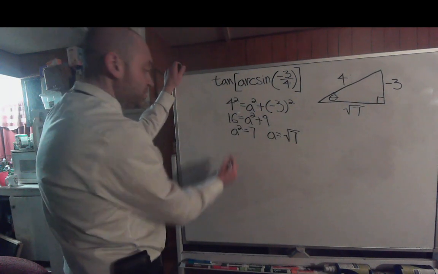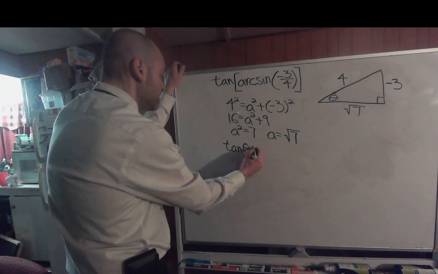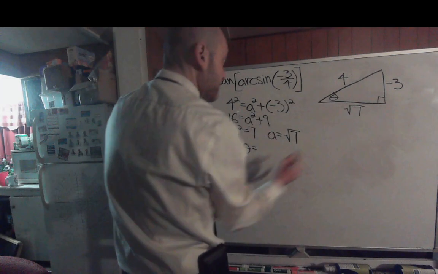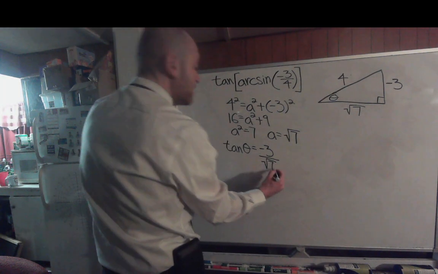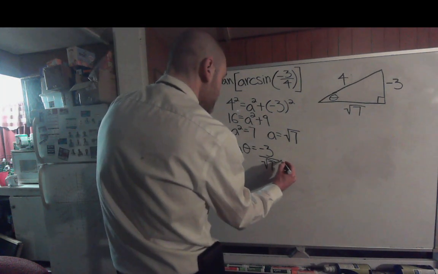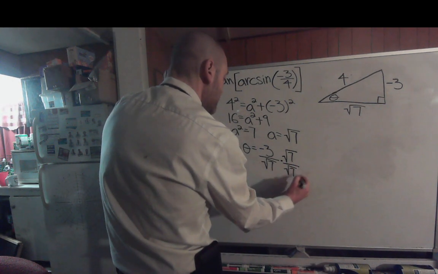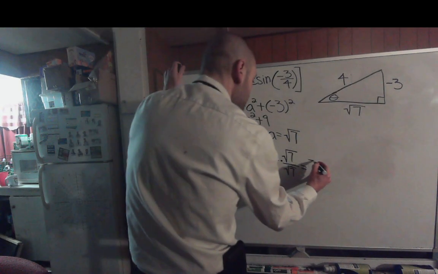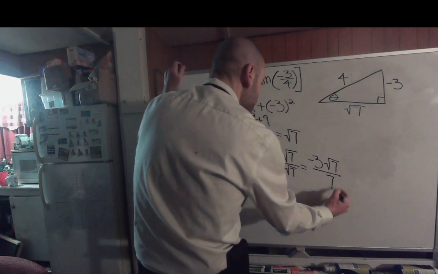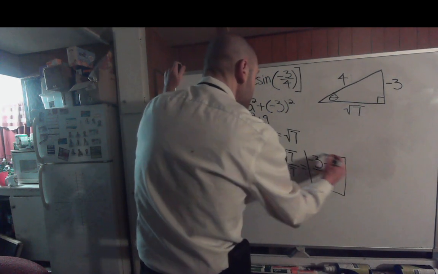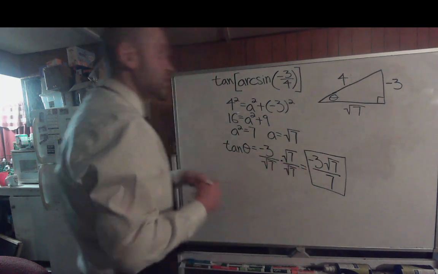Alright, so now this is just going to turn into the tangent of theta, which would give us negative 3 over the square root of 7, but we got to rationalize the denominator, so let's do that. What you should get in the end would be negative 3 times the square root of 7 all over 7. So the answer you should get is negative 3 times the square root of 7 all over 7.